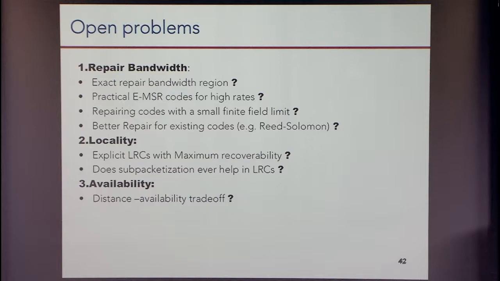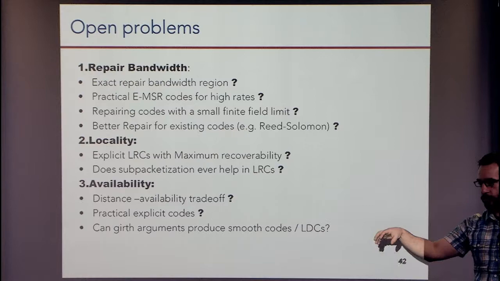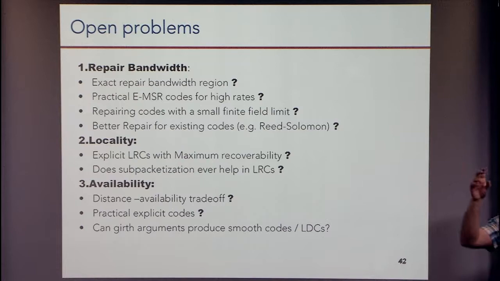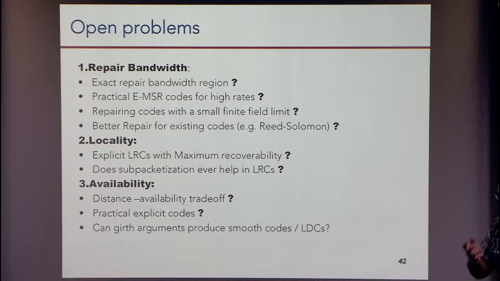Another open problem that I have is this: the girth argument that I just presented gives you batch codes, and smooth codes give you batch codes, but I don't know how batch codes can give you smooth codes. Maybe there is a simple argument, but I'm not 100% sure. My big high-level open question here is, can you use simple girth arguments like the ones I described to obtain LDCs or smooth codes? Then you could just do graph theory instead.